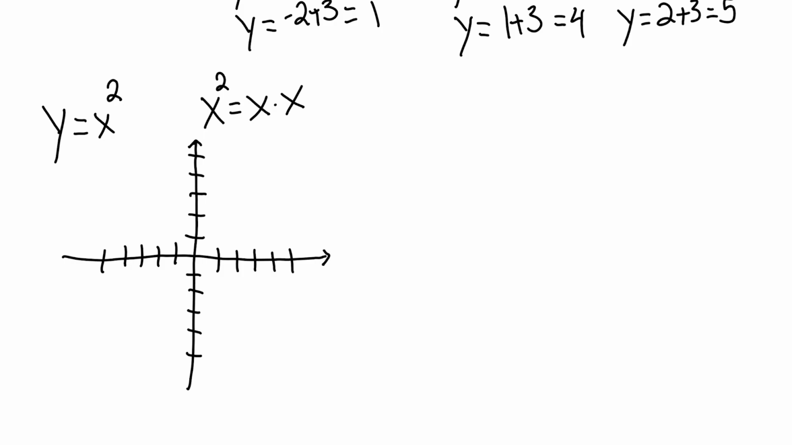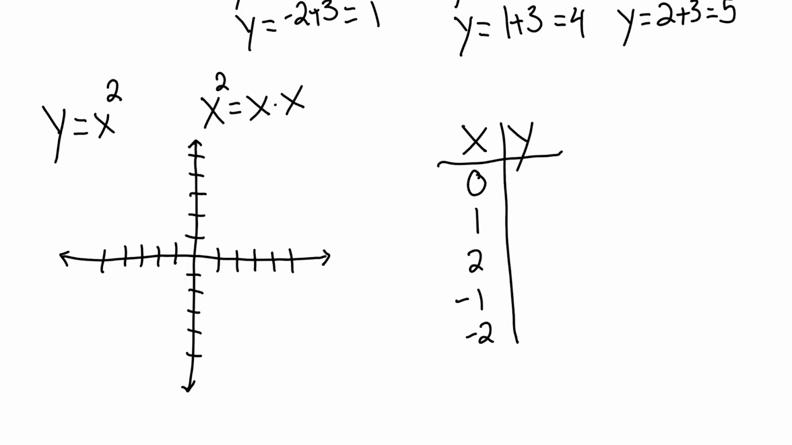And put the arrows on the end here. And then we'll make our XY chart. You don't necessarily have to make a chart, but it's a good way to keep track of the values here. And then we can pick those same 5 points. Now this is a completely different type of equation. Instead of adding 3 to the x values, you're instead multiplying the x value by itself.